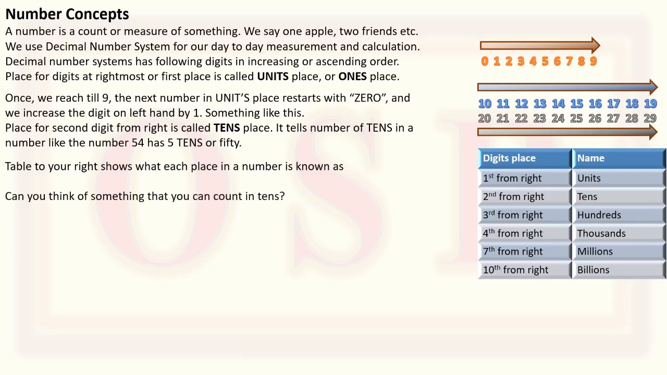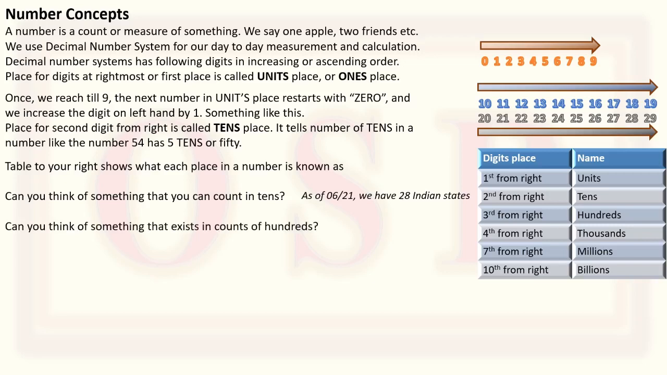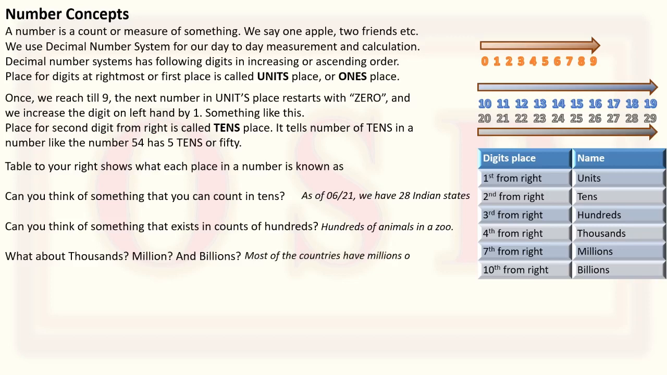Think of it, guys. As of 06/21 we have 28 Indian states. Now can you think of something that exists in counts of hundreds? Yes, anything, like hundreds of animals in a zoo. What about thousands, millions and billions? These are big numbers, right? So most of the countries have millions of people. India and China have billions of people.